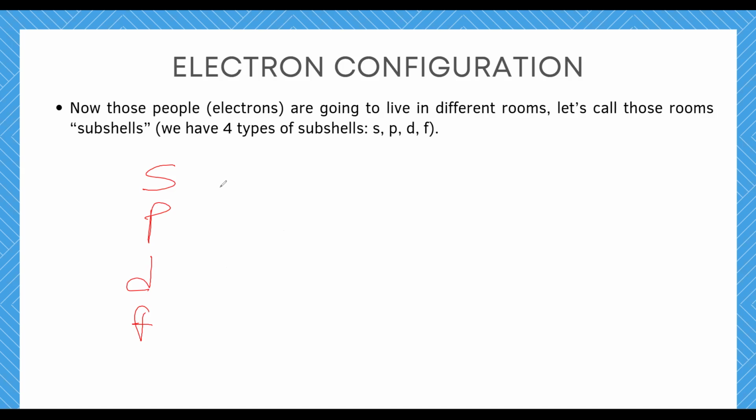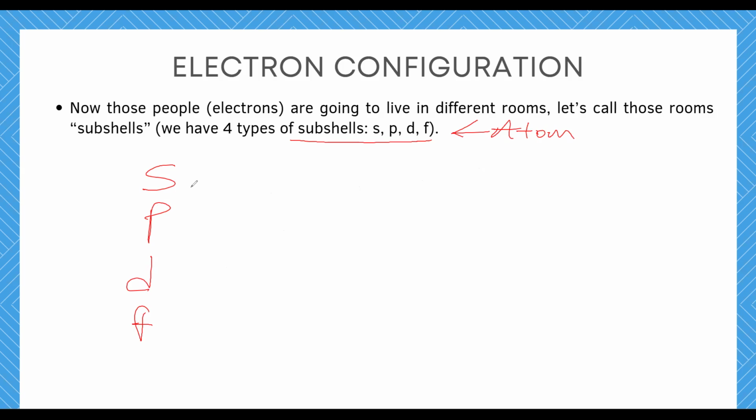SPDF. Thank you very much. I'm so glad that you are following. So these are the various types of subshells that we have in an atom. These subshells are the ones that contain the electrons in an atom.